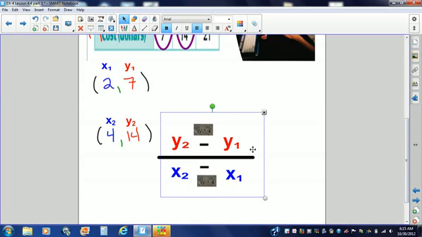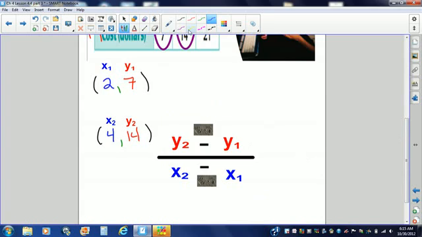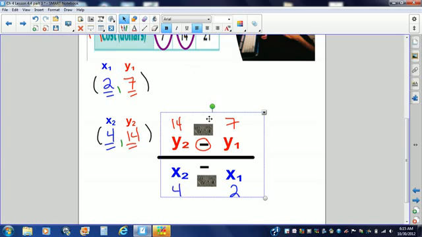Now we are going to substitute the numbers in. So I am going to put 14 for y2. I'm going to put 7 for y1. I'm going to put 4 for x2. I'm going to put 2 for x1. So now 14 minus 7, remember the subtraction sign is like our handprints in concrete, it's not moving.